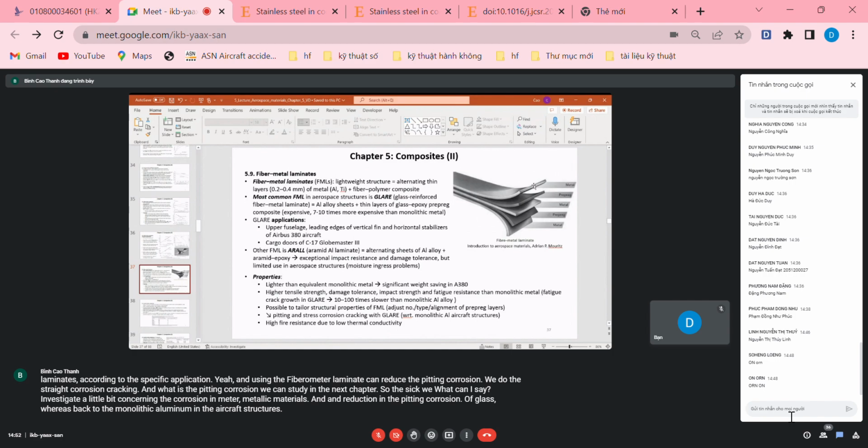And last but not least, GLARE has higher fire resistance due to low thermal conductivity. Roughly, the presence of the composite can prevent the heat from transferring to another layer. But the polymer composite itself cannot withstand high temperatures.